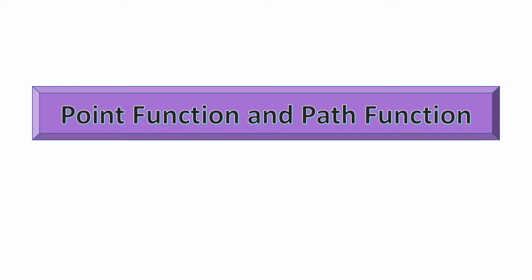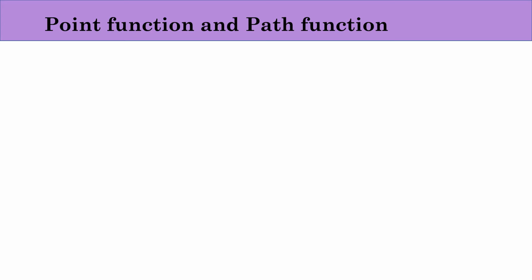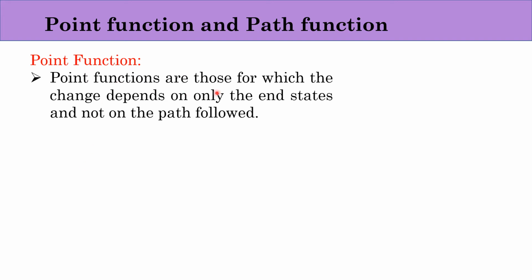In today's lecture we are going to study the point function and path function. First let us see the point function. Point functions are those for which the change depends only on the end states and not on the path followed. That means the property of a system which does not depend on the path of the process but depends on the end state is called a point function. Let us understand this with the help of a PV diagram.